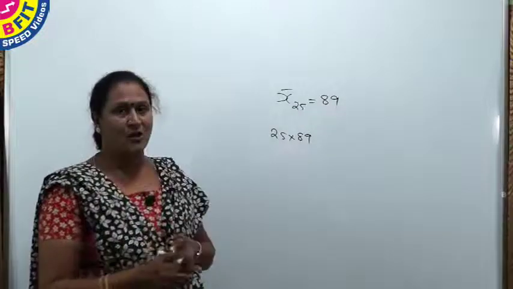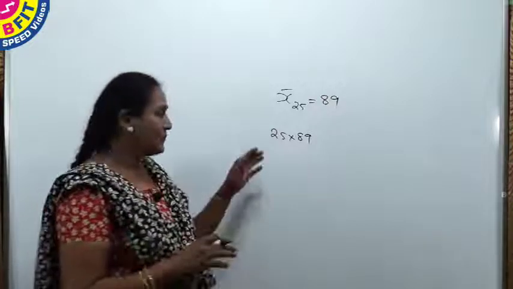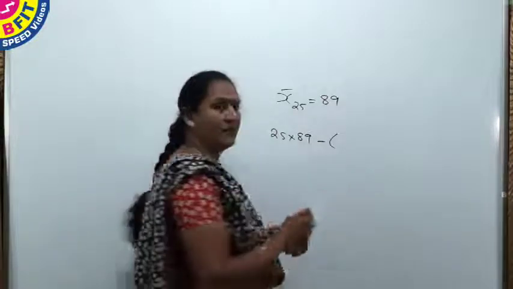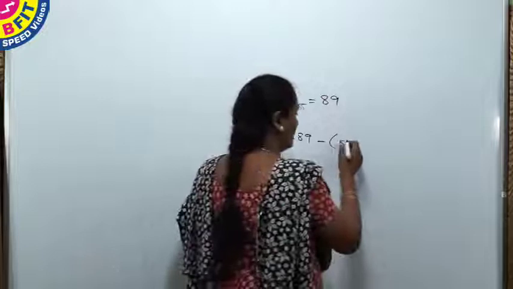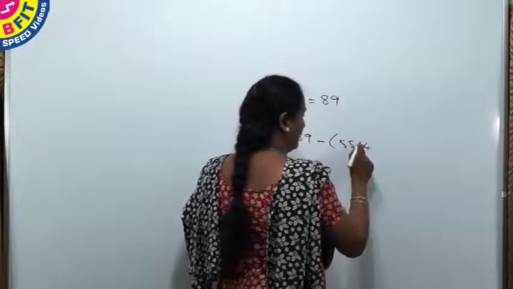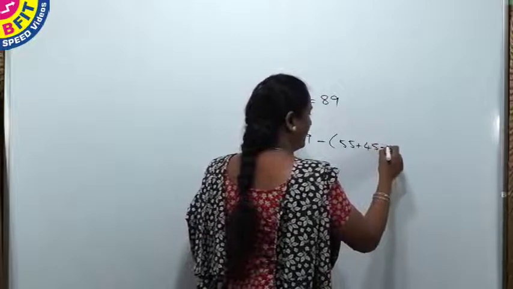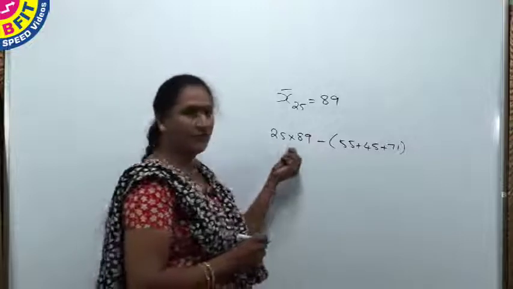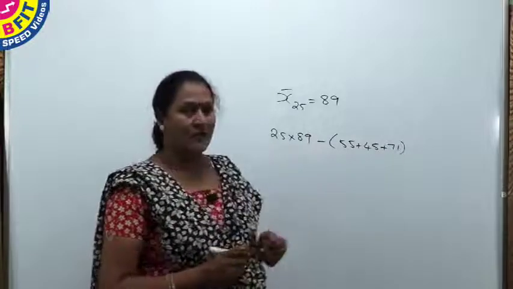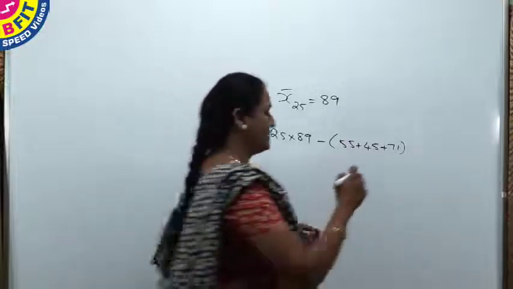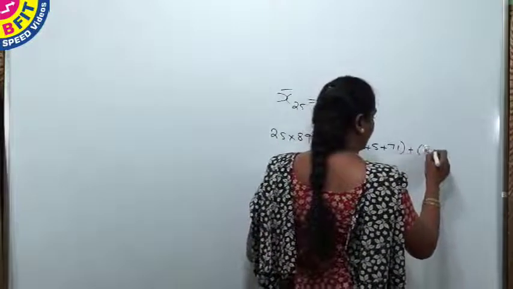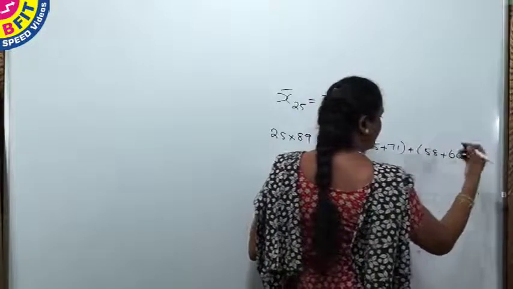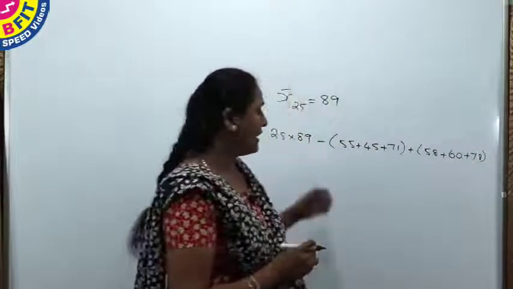But this sum is wrong because there were some wrong entries. So from this we will take away the wrong entries. So that is minus. The wrong entries are 55, 45 and 71. So adding all the wrong entries, we remove that from this wrong sum, and now to make the correction we add the correct entries, which is 58 plus 60 plus 78. So now we have corrected the sum.